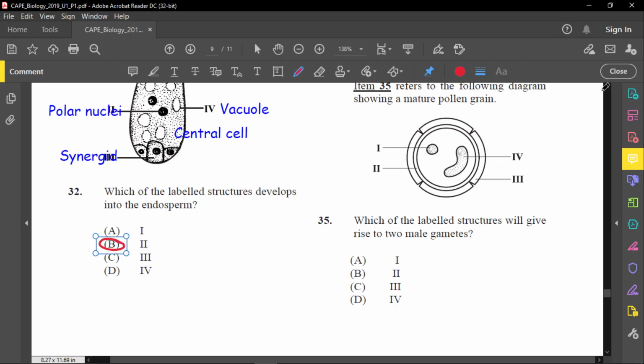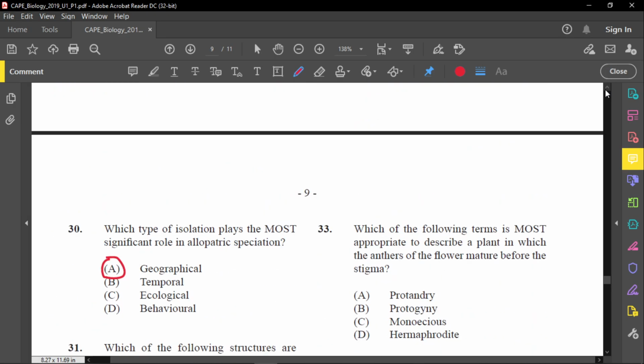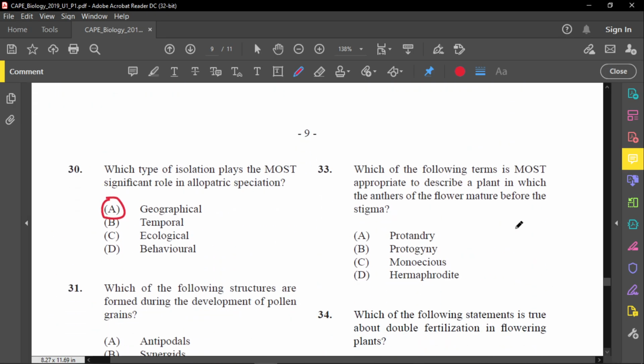Yes. All right. So question number 33 reads, which of the following terms is most appropriate to describe a plant in which the anther of the flower matures before the stigma? So the anther matures before the stigma. This now is the male part maturing before the female part. And so let's point out these words really quick. Here, this is actually protandry, the answer here, because this is the correct one. Protandry is when the male part develops before the female part. So protandry is the correct answer.